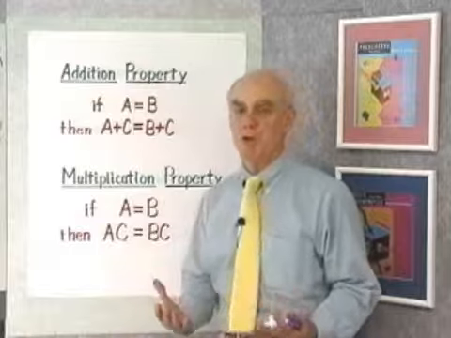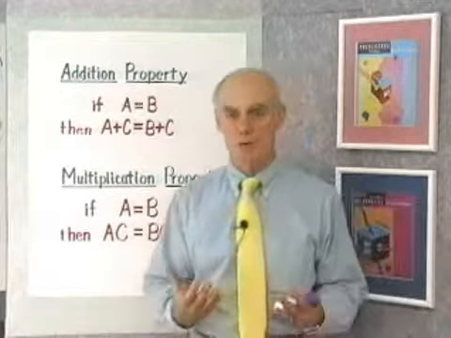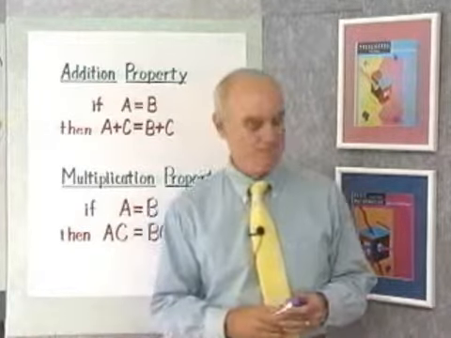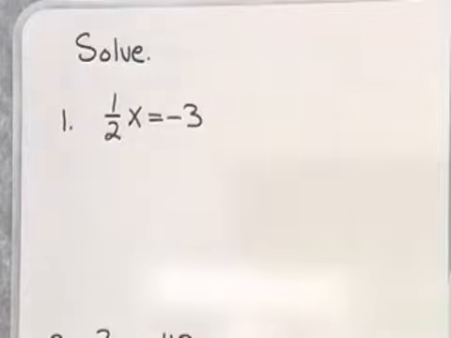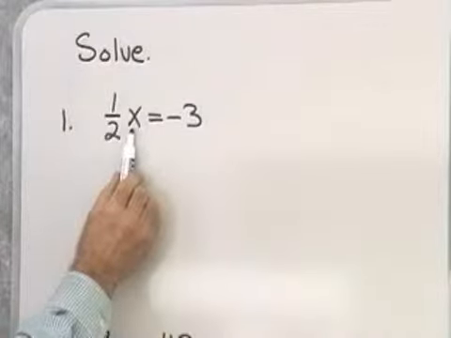So you're free to multiply both sides of an equation by any non-zero number you want, any time you want, and you'll always be sure that you haven't changed the solution set. Let's see how we can use this property. I have 1/2 x is equal to -3. I want to isolate x on the left side, just like I was doing in the previous lesson.